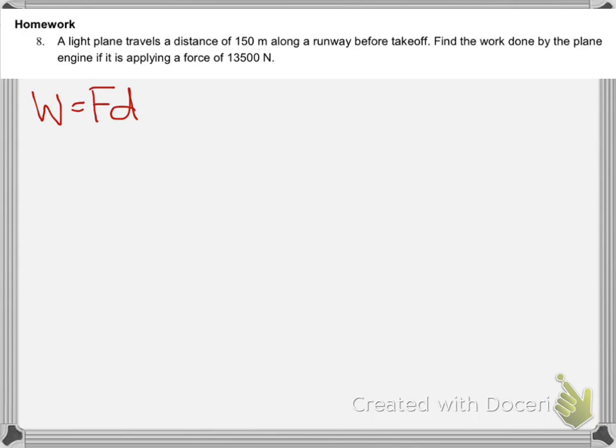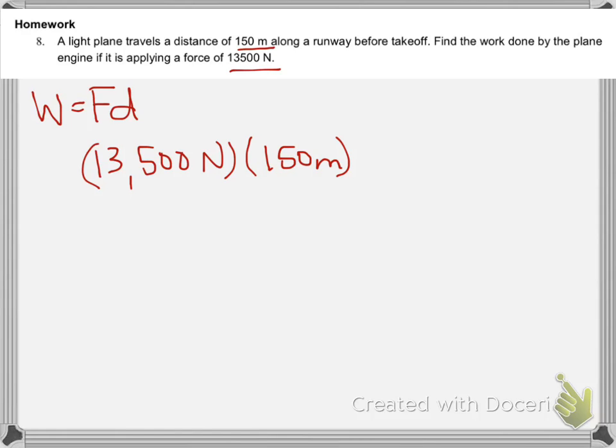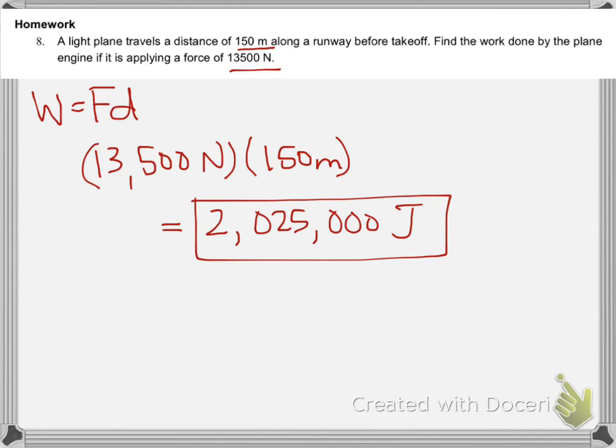And in the problem, they give us a distance of 150 meters and a force of 13,500 newtons. So we're able to plug into our formula, and we have 13,500 newtons multiplied by our 150 meters, and we get an answer of 2,025,000 joules as our answer of how much work is done.